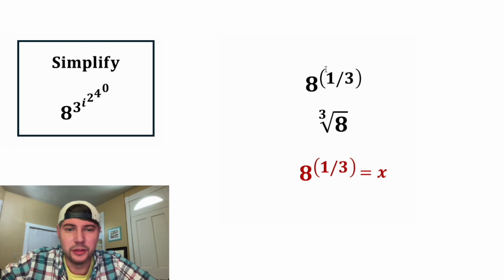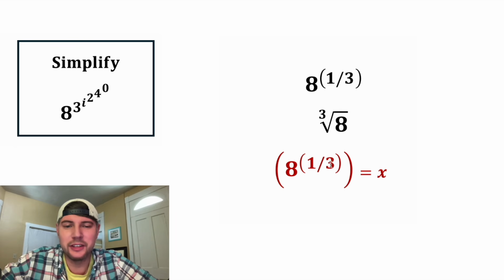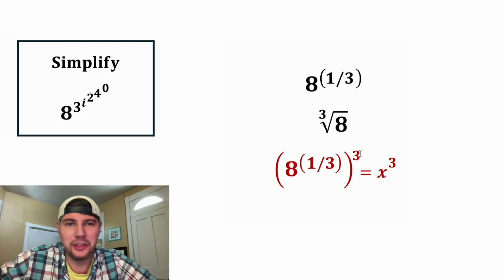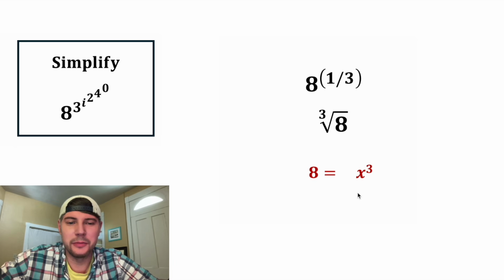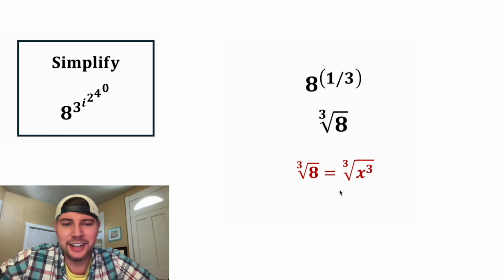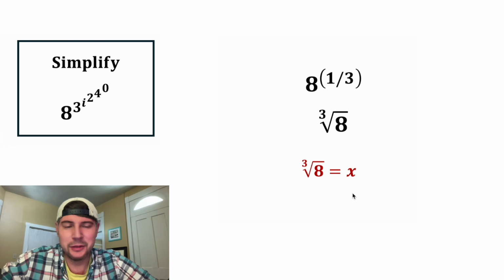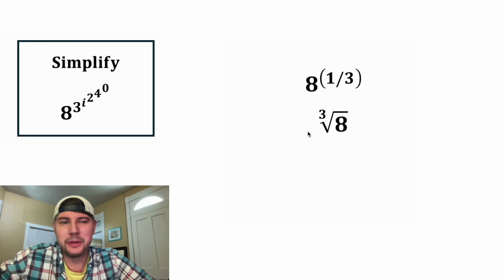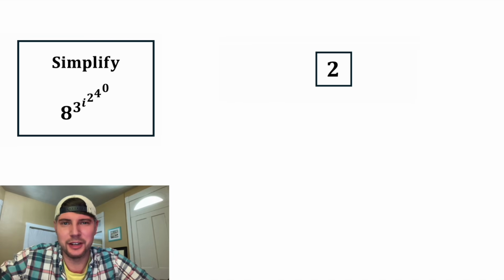We go back to our 8 to the 1/3 power and set it equal to x. I don't really like fractions, so to get rid of this fraction, we can cube both sides of the equation. This 1/3 is going to multiply by the 3, which gives us 1. And then 8 to the first power is 8. Now we have 8 is equal to x cubed. From here, we can cube root both sides. And on the right-hand side, this cube root and the cube will cancel each other out. So we end up with x is equal to the cube root of 8. And that's the same thing we had from the notes. And from here, the cube root of 8 is equal to 2. This is the answer to our question. Let's put a box around it.